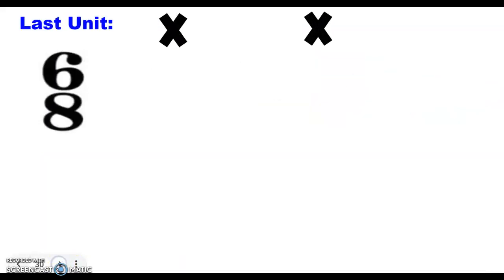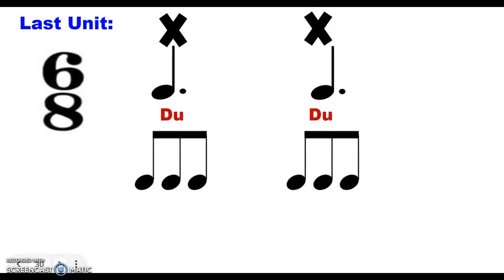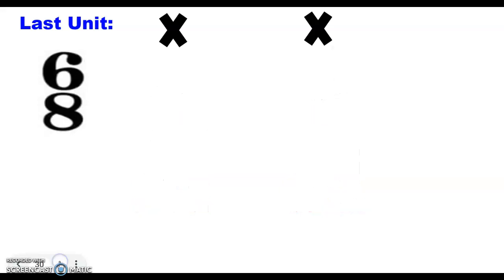Last unit we were in 6/8 time signature, which had 2 beats in each measure. Do, do. Do-da-dee, do-da-dee. These were the rhythms in 6/8 time signature. We're no longer in 6/8 time signature. Instead, for this unit, we've been working in 4/4 time signature.